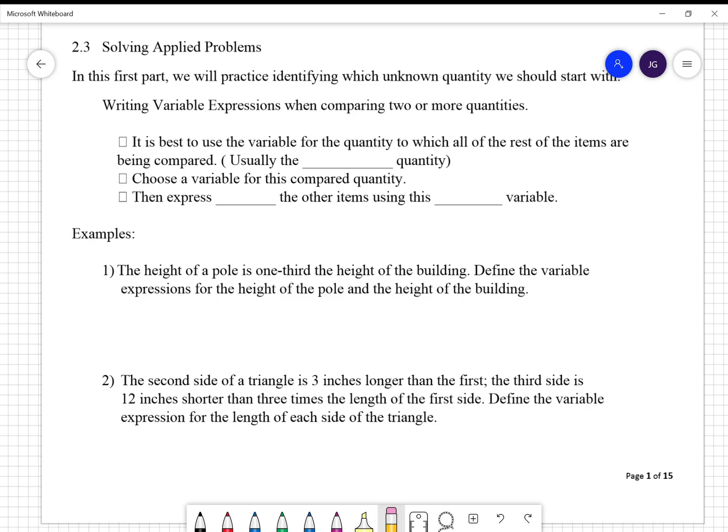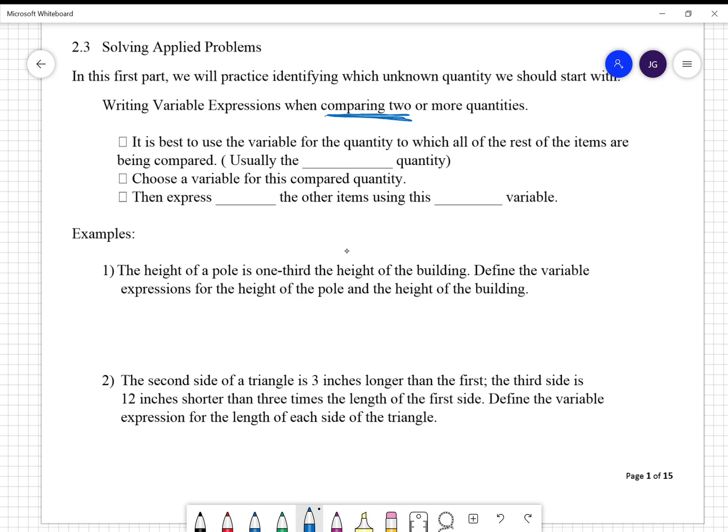Okay, in this lesson we're going to be looking at how to solve applied problems. In this first part we're going to practice identifying which unknown quantity we should start with. Writing variable expressions when comparing two or more quantities. So one thing is being compared to another.